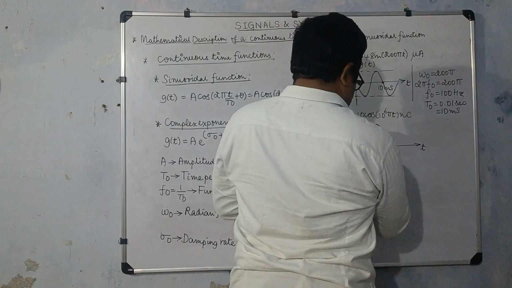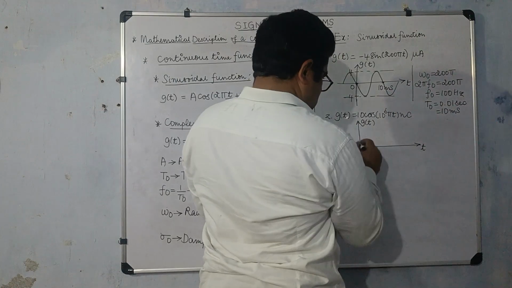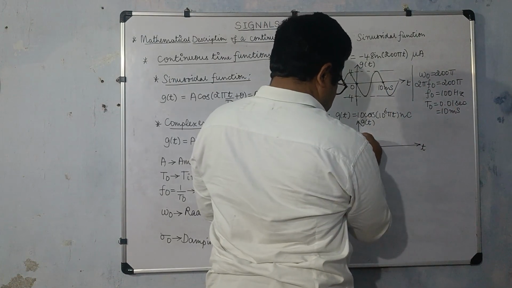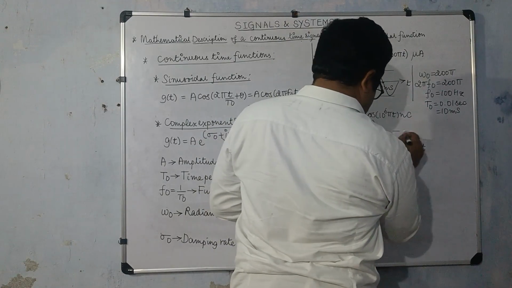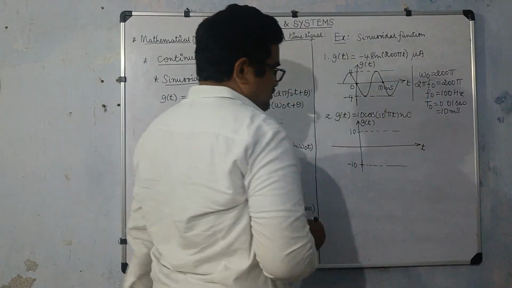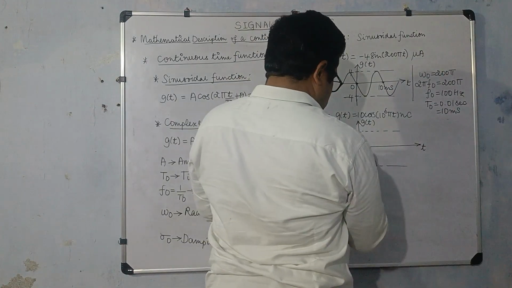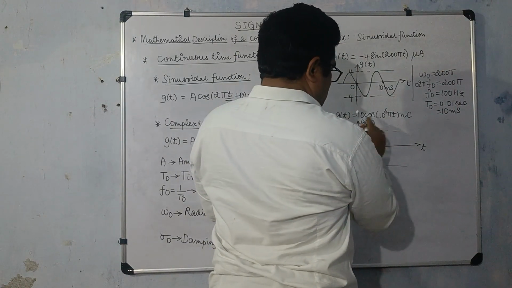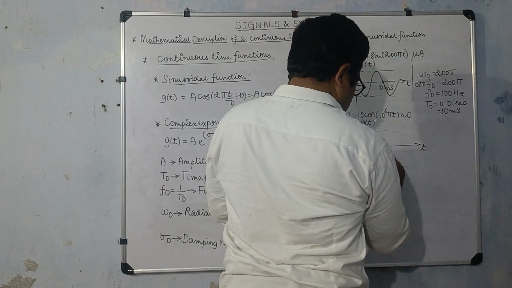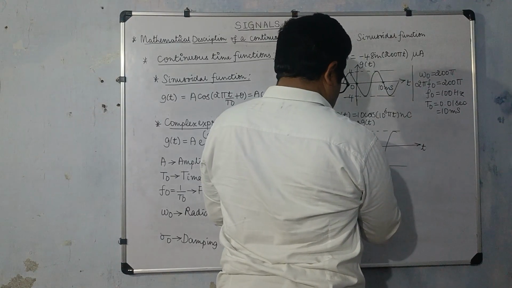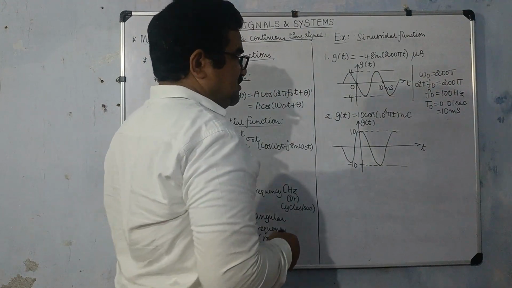This is g of t given by 10 cos 10 power 6 pi t. The 10 means the amplitude varies between plus 10 and minus 10. These are my extremities. Cos means that at t equal to 0, cos 0 is 1, so 1 into 10 is 10. So the amplitude is 10 at t equal to 0. Then it keeps on changing in this manner. This is 10 cos 10 power 6 pi t.